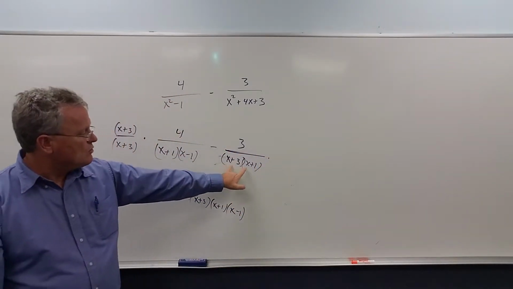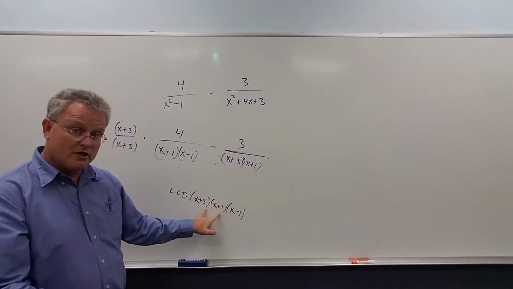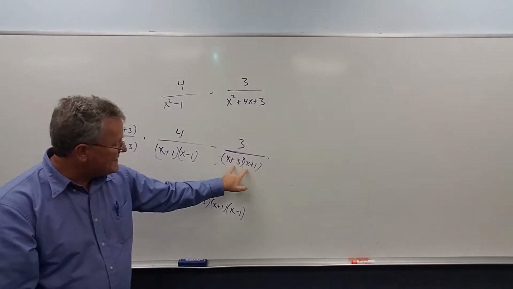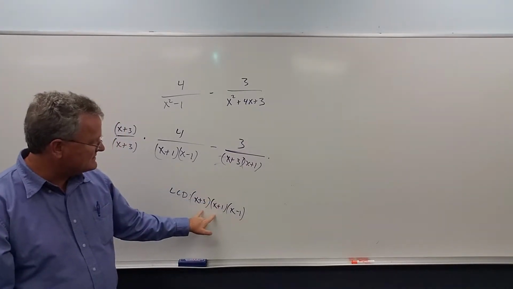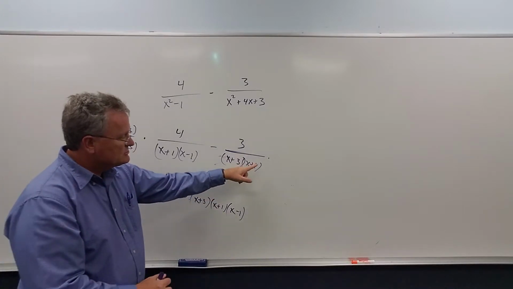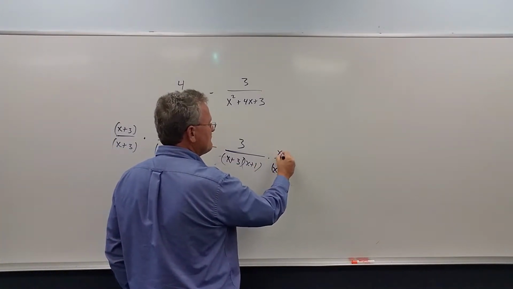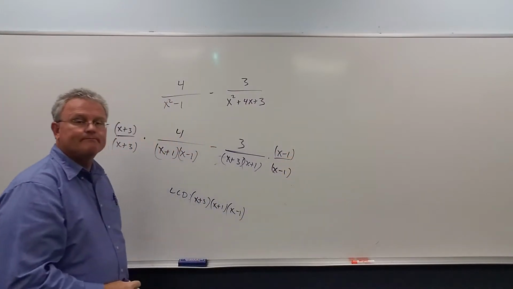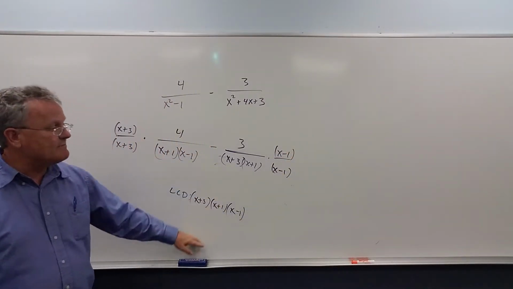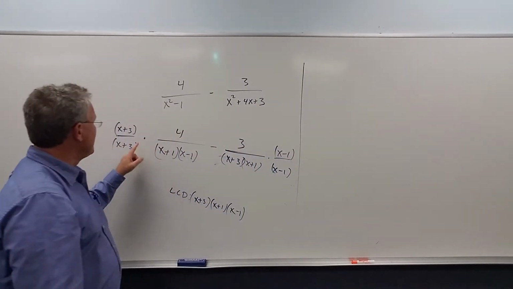Similarly, what do we multiply this by to get this? Or another way to think about it is, what is this missing that this has? This is missing the x minus 1, yeah? So I've got to multiply this by x minus 1 over x minus 1. Now we have our common denominator, so we multiply.